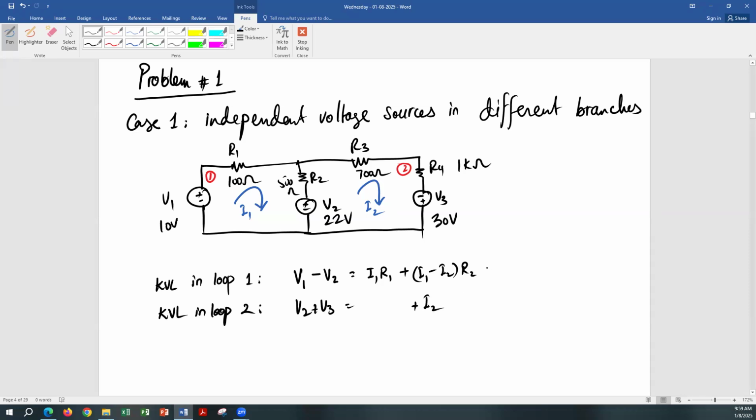I2 times, and we can simplify this as I1 times R1 plus R2 minus I2 times R2, because we are writing the simultaneous equations. Of course, we are solving for I1 and I2. And for this one, I2 times R2 plus R3 plus R4, and then I1 is passing through R2, and the direction of I1 is opposite to the direction of I2. That means it will be considered as the negative current, negative I1 times R2.